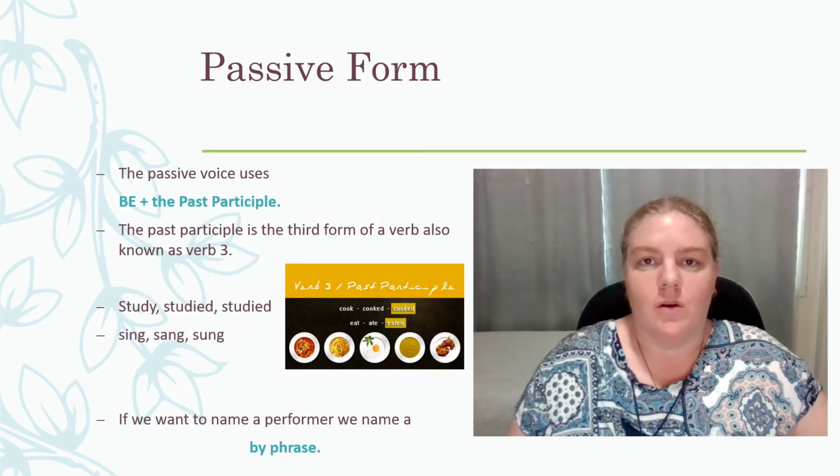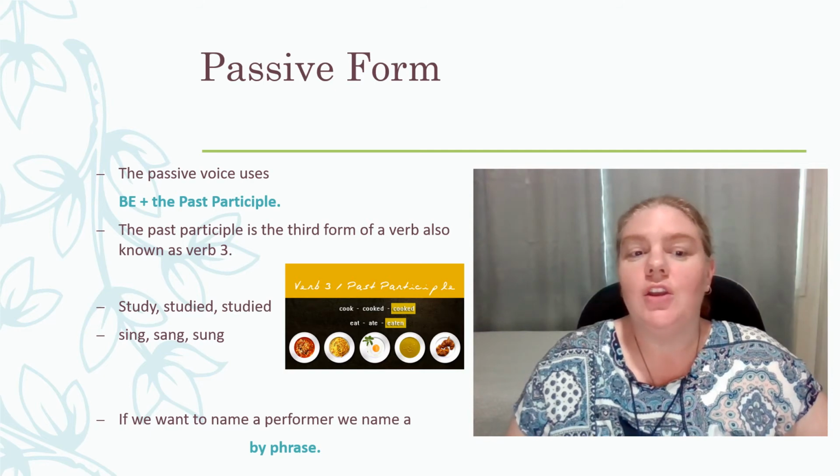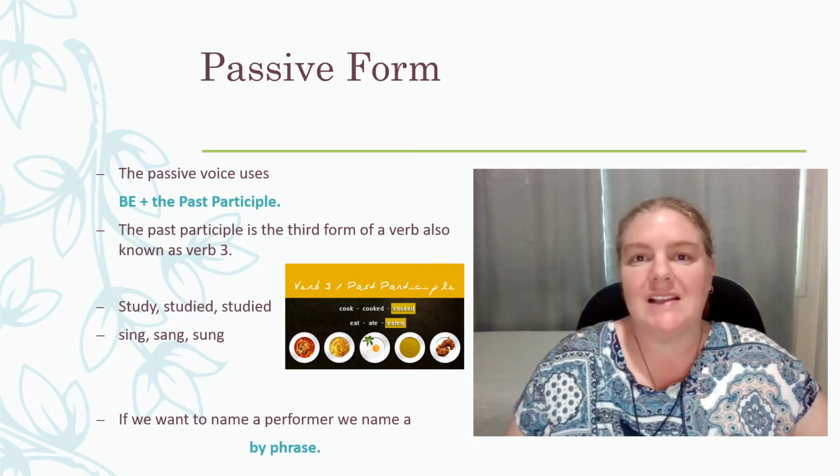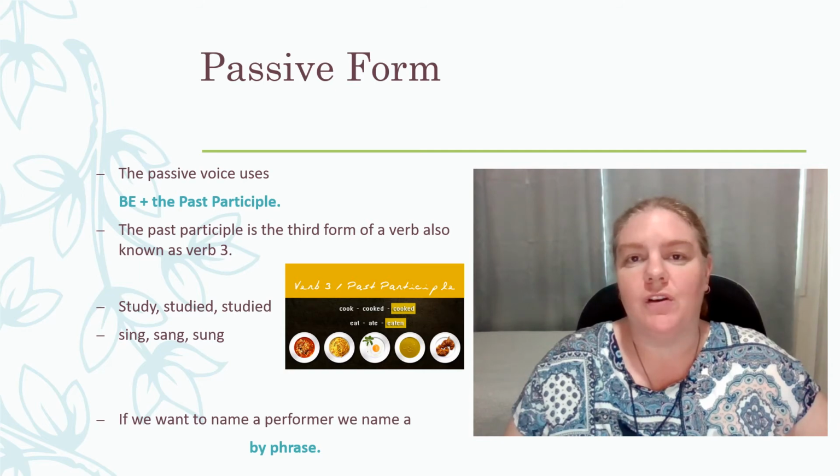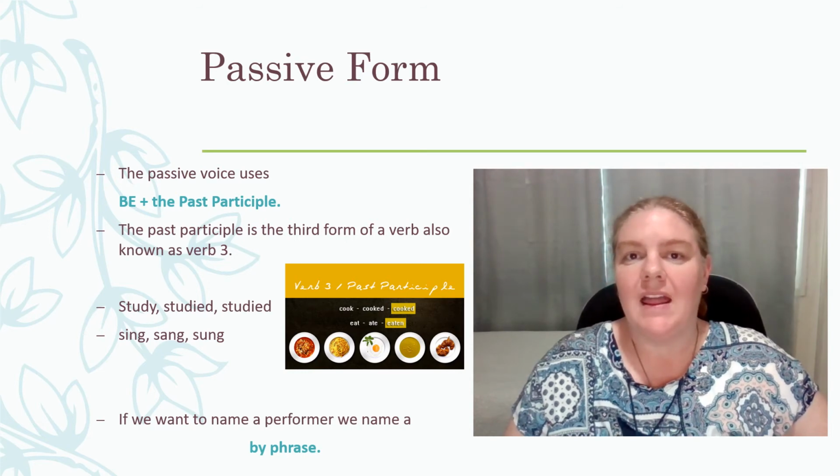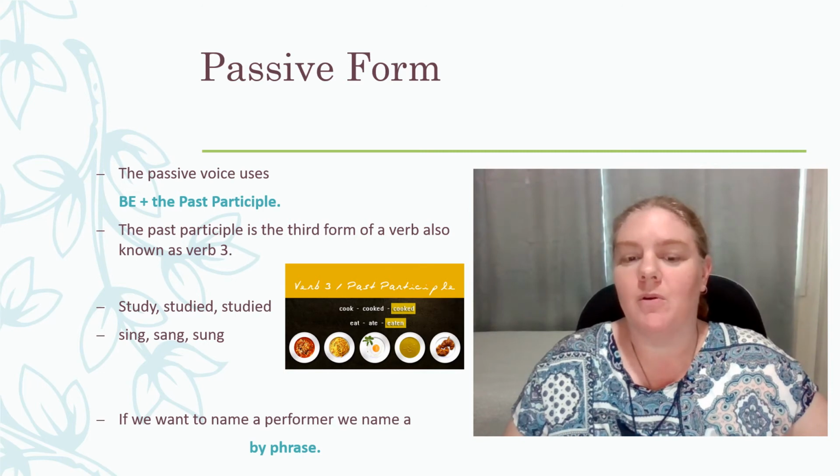The passive form, or the passive voice, uses a form of be plus the past participle. The past participle is the third form of a verb, also known as verb 3. For example, eat, ate, or eaten. Now, in the passive form, if we want to name who the performer was, we use a by phrase.